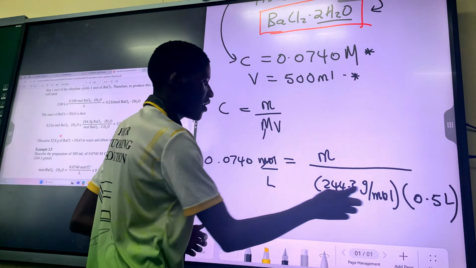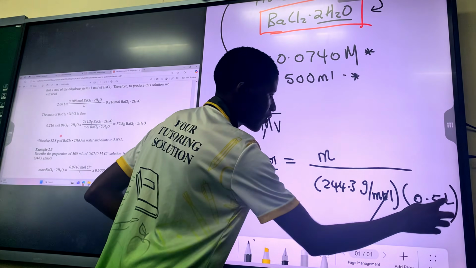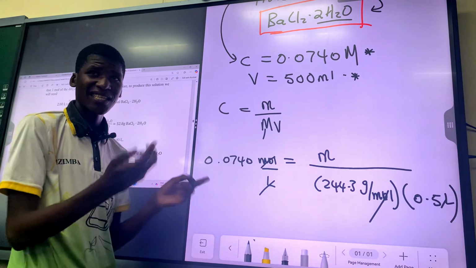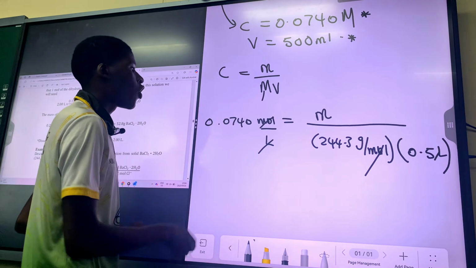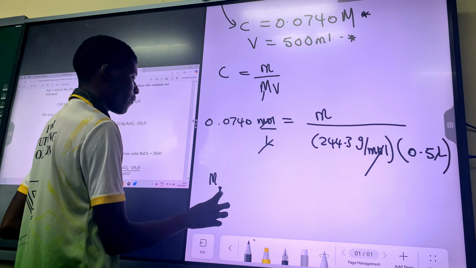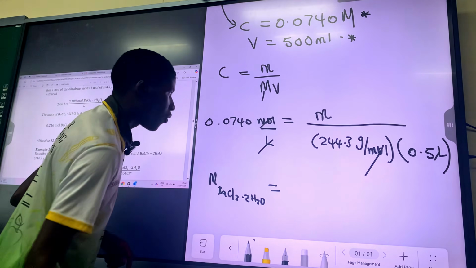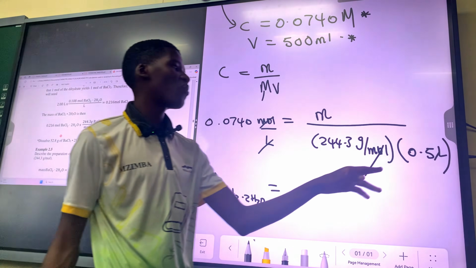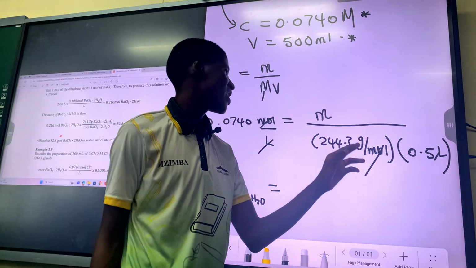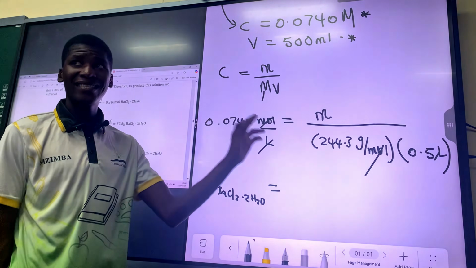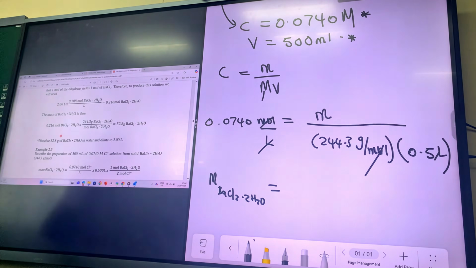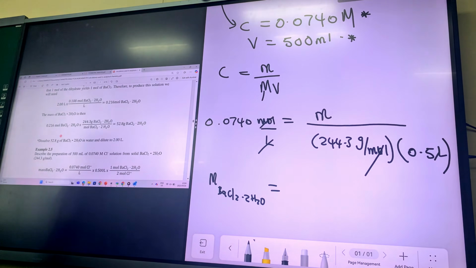So in this case, mole and mole will go off, liter and liter will go off, and grams will remain, so it will be mass in grams. So the mass of barium chloride dihydrate, what is it going to be if you multiply 0.5 times 244.3 times 0.0740? Kindly do that for me. Just multiply 0.0740 times 244.3 times 0.5.